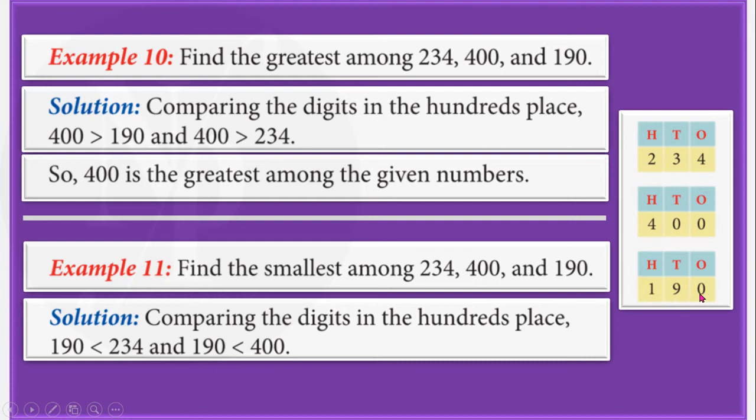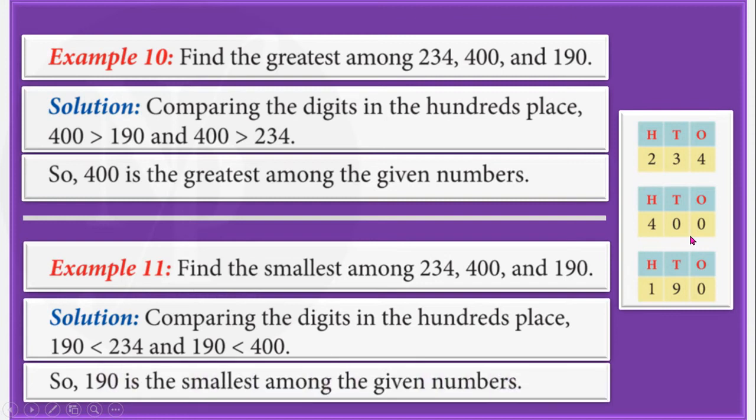And when we compare 190 and 400, again we look at the digits at hundreds place. So here we have 4 and here we have 1. Therefore, since 1 is less than 4, 190 is less than 400. So we conclude that 190 is the smallest among the given numbers.